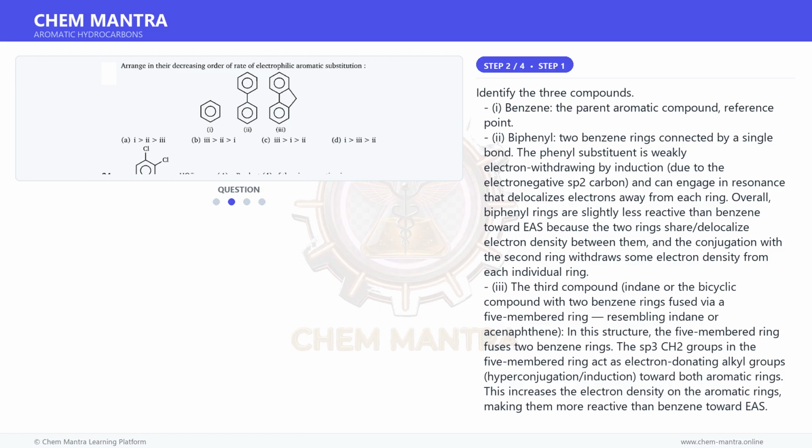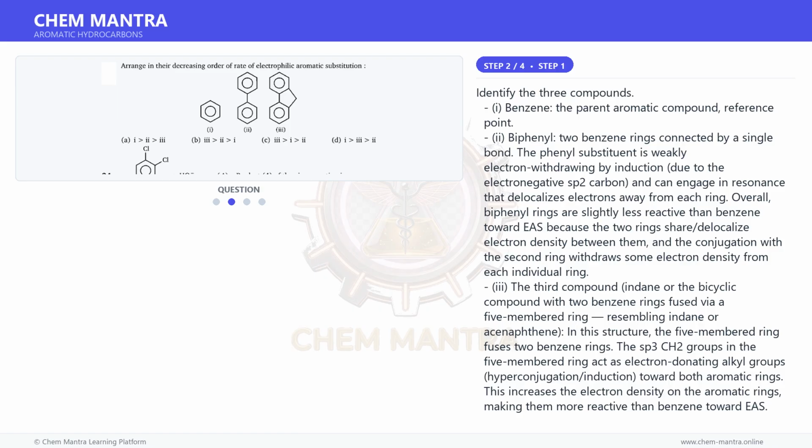The phenyl substituent is weakly electron withdrawing by induction due to the electronegative sp2 carbon and can engage in resonance that delocalizes electrons away from each ring. Overall, biphenyl rings are slightly less reactive than benzene toward EAS because the two rings share delocalized electron density between them, and the conjugation with the second ring withdraws some electron density from each individual ring.